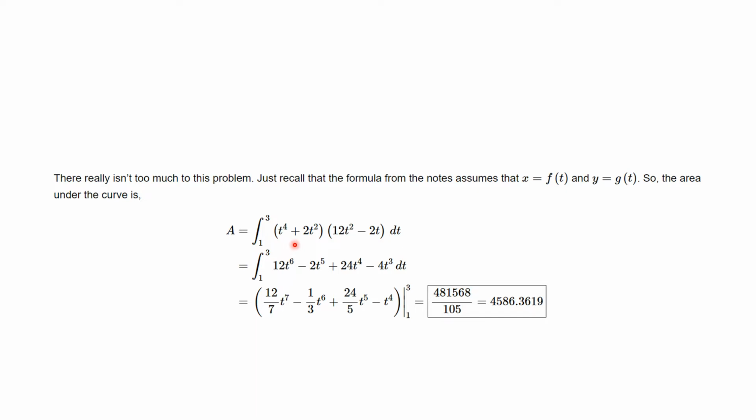This is y, this is t to the 4th plus 2t squared times, this is dx dt, 12t squared minus 2t dt. Now we have to multiply all this out and collect like terms, but we get the integral from 1 to 3 of 12t to the 6th minus 2t5 minus 24t to the 4th minus 4t cubed dt. We do the integrals in all these cases. We're adding 1 to the exponent, dividing by the new exponent, and we're evaluating at 1 and 3, and we get this rational expression. 481,568, all divided by 105.